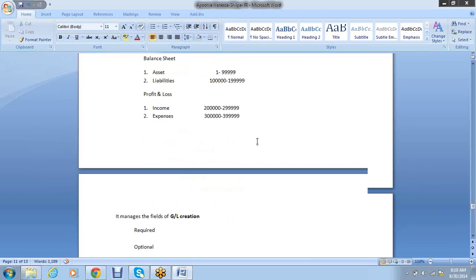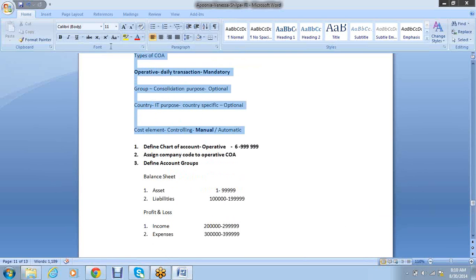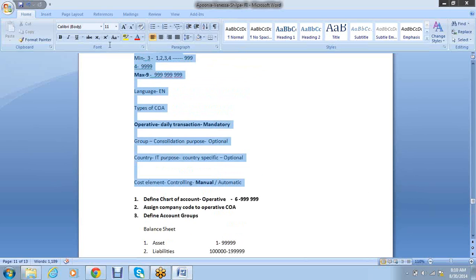Okay. So any questions on the chart of accounts? No question. It's clear.